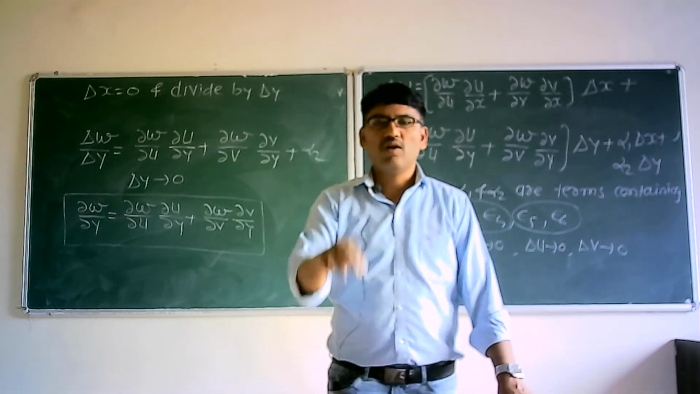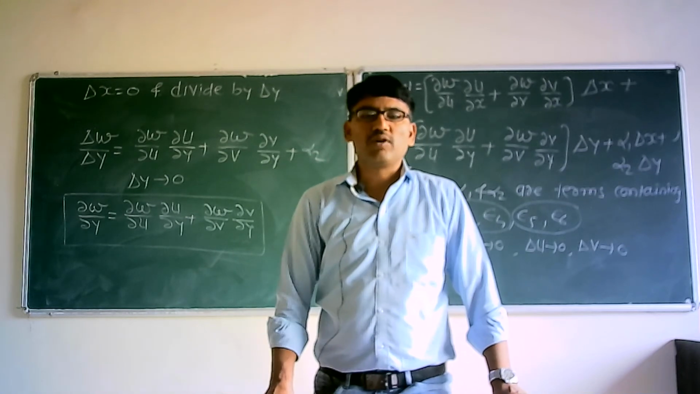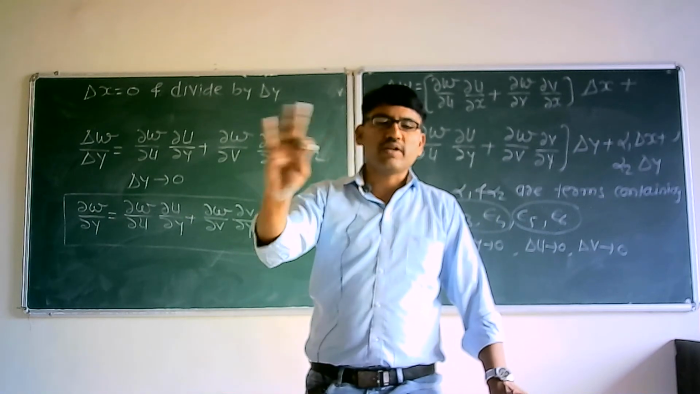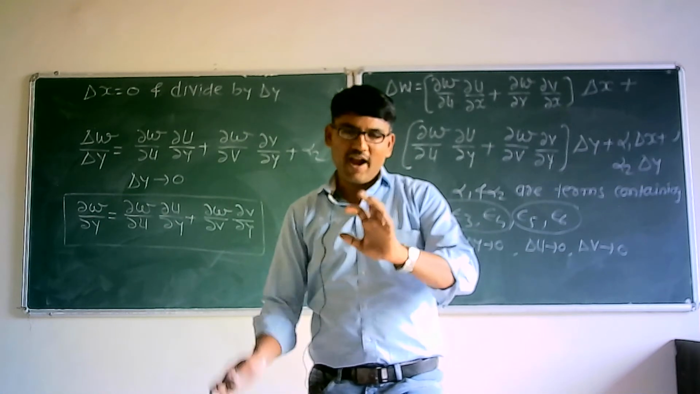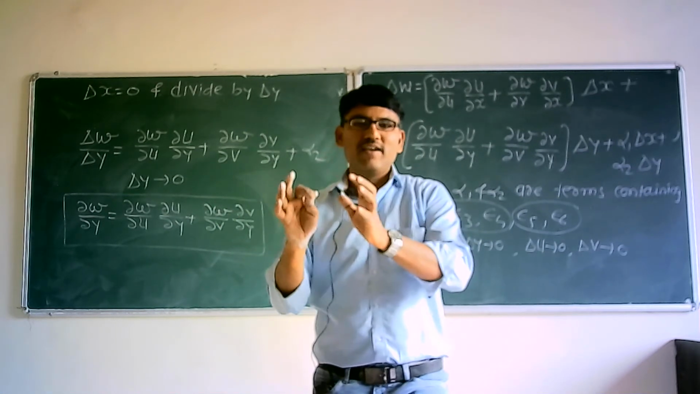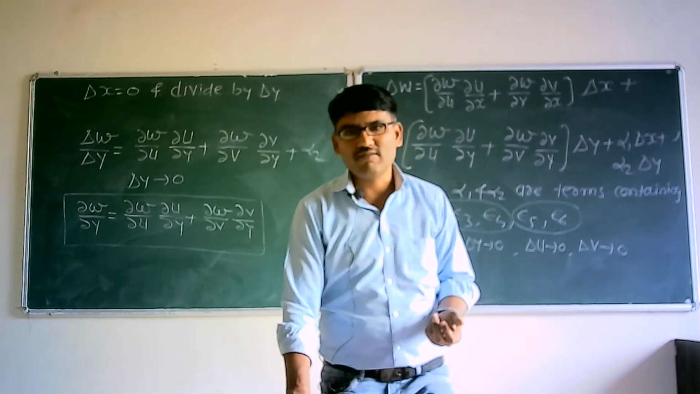So I hope you understand how to evaluate the total derivative by using chain rule number 2. In this case, w is a function of u and v, and u is a function of x and y, and v is also a function of x and y.